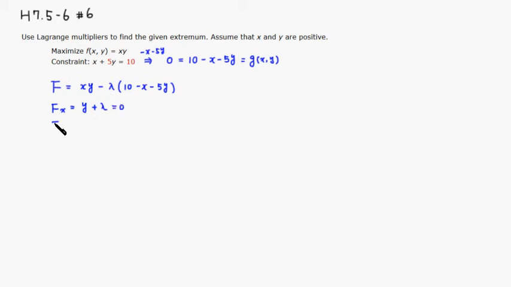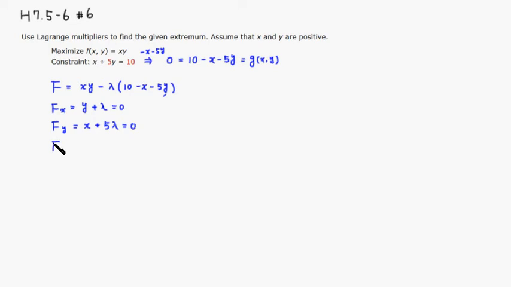Right, partial of f with respect to y is equal to, in this case it's x, and a partial of that would be negative 5. Partial of these is 0, so negative 5 times negative lambda, so positive 5 lambda. So this is equal to 0, right?